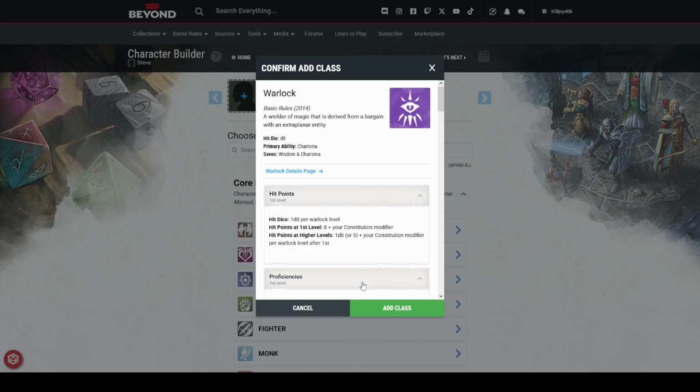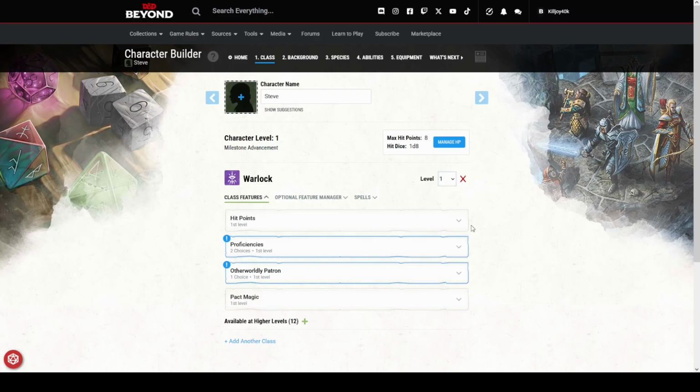So we're going to make a warlock. Sorry about the tangent. We're going to make a level 1 warlock.